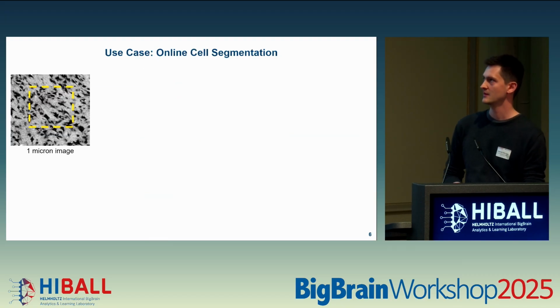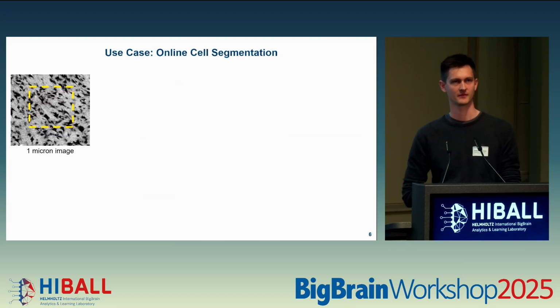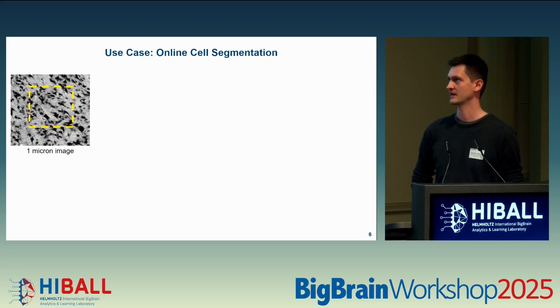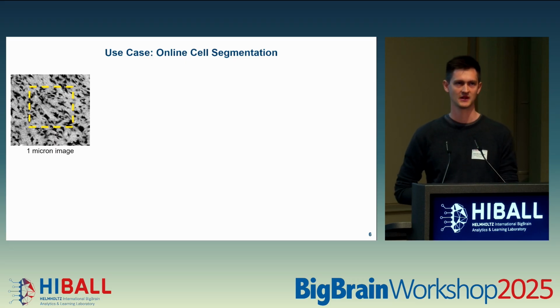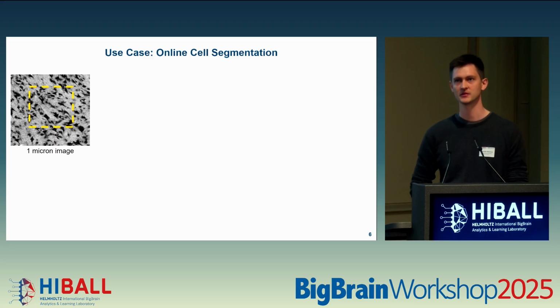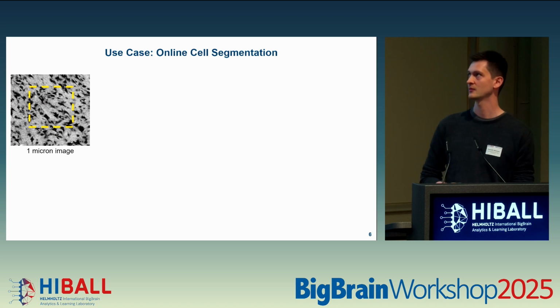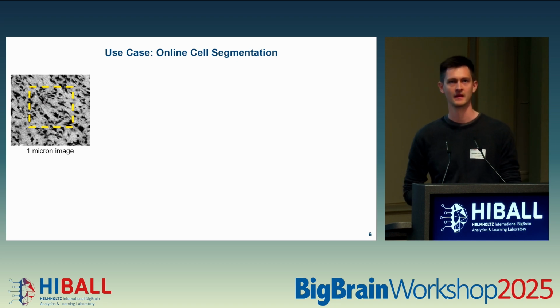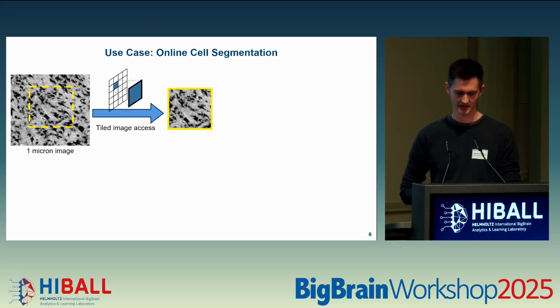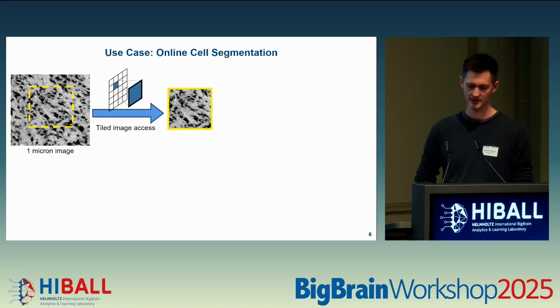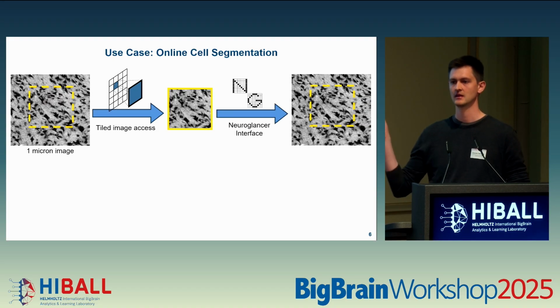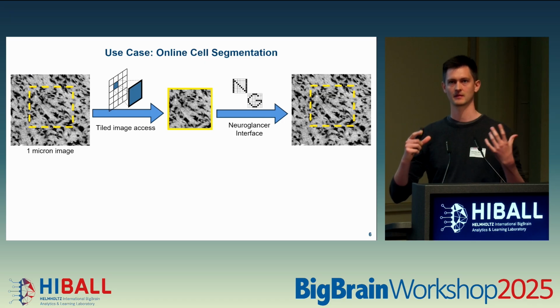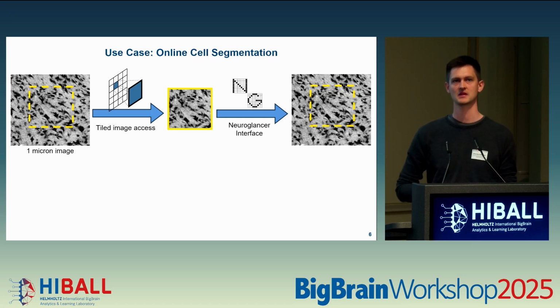So after this toy example, let's have a look at some brain imaging data, for example, this 1 micron image, where we already saw in a few talks today that we can perform cell segmentations on them. And with Tiamat, we are now able to do this in real time. So the idea is that we first use Tiamat's tiling strategy to provide it to Neuroglancer, to first just have access to the original image.